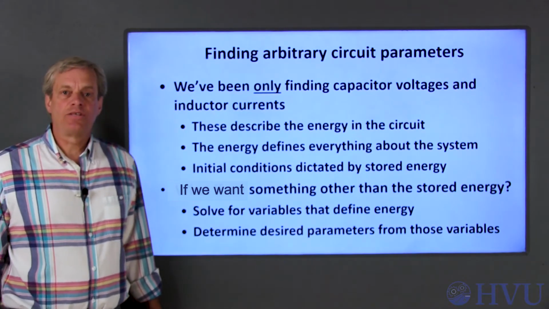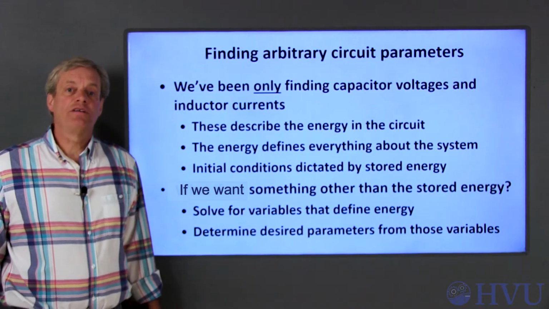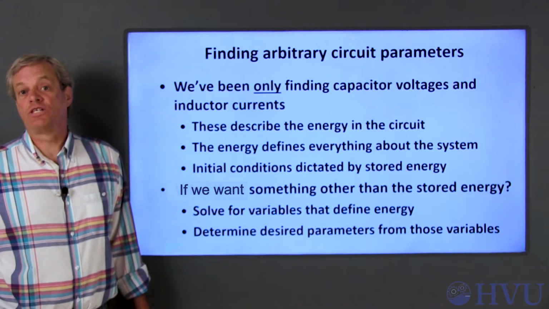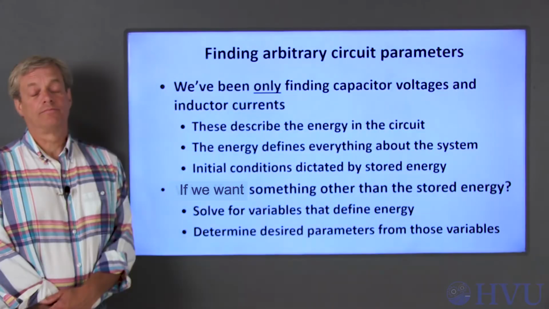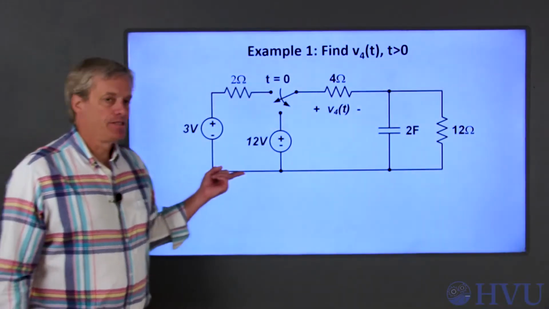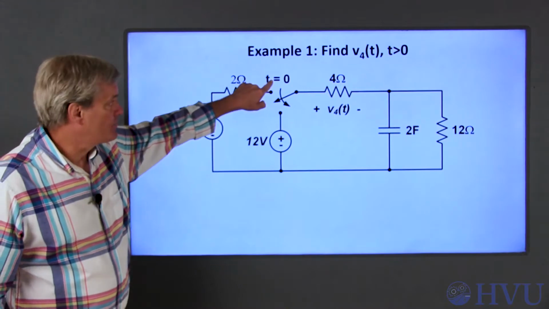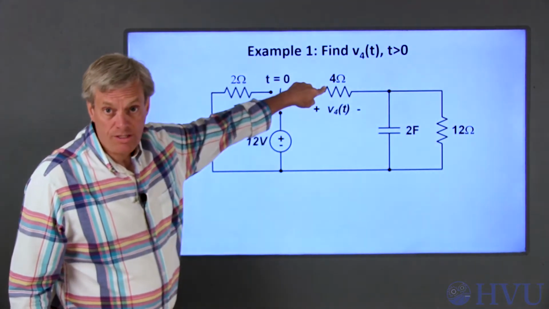I'll illustrate how this is done with a couple of examples from previous videos. The goal here is to show how to use the capacitor voltages or inductor currents to determine other values in the circuit. My first example is this circuit. The switch moves from here to here at time t equals 0, and we want to find the voltage V4 across this 4 ohm resistor.